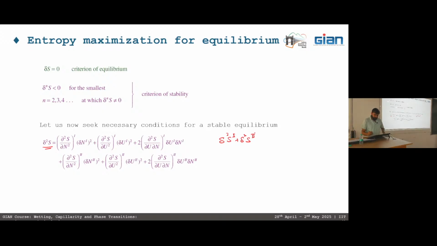Now, to simplify our calculations, we know that S, N and U are all extensive properties. It means that they depend on the size of the system. Since they depend on the size of the system, we can use the scaling with the size of the system to see what each of these terms holds to.